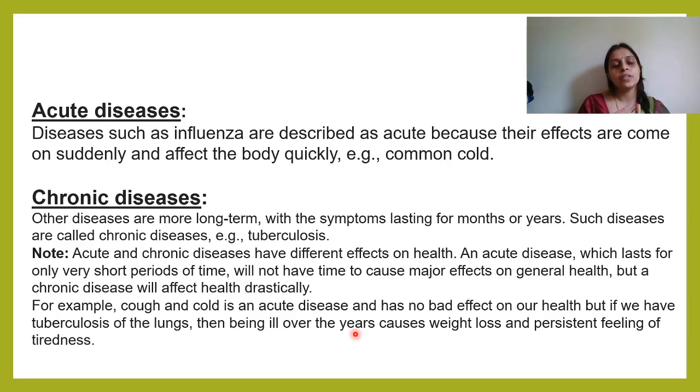Acute and chronic diseases have different effects on human health. An acute disease will last for a very short period of time and will not have time to cause any major effects on our body. But a chronic disease will affect the health drastically. For example, the common cold and cough are acute diseases. They don't cause any bad effect on our health. But if we get tuberculosis, it takes years. The effects are weight loss and a persistent feeling of tiredness. So you have the symptoms for a long term.